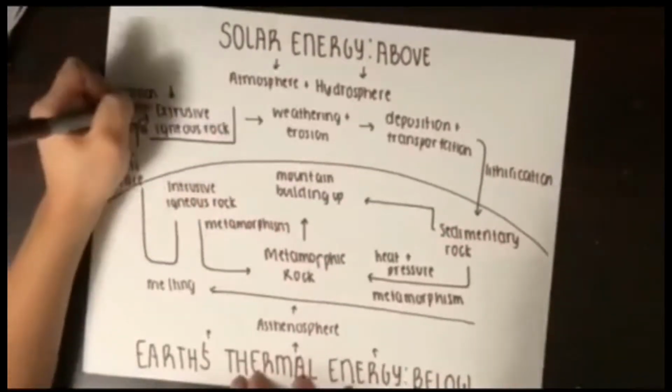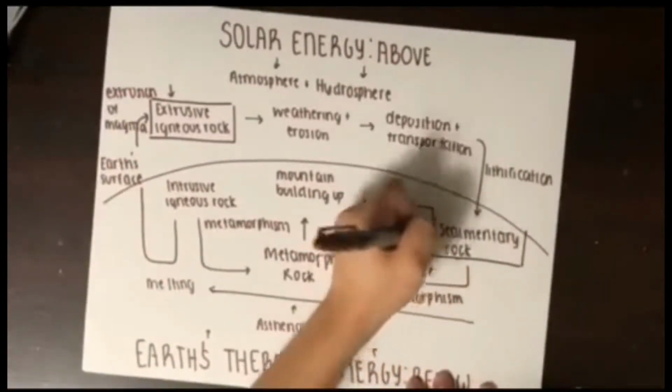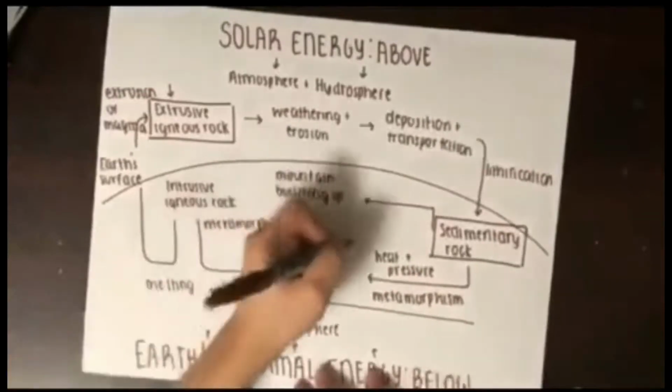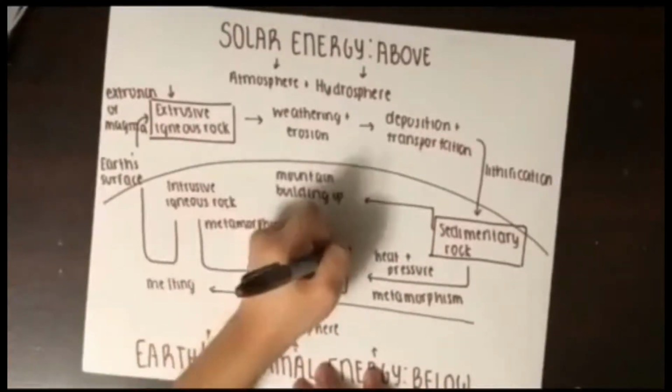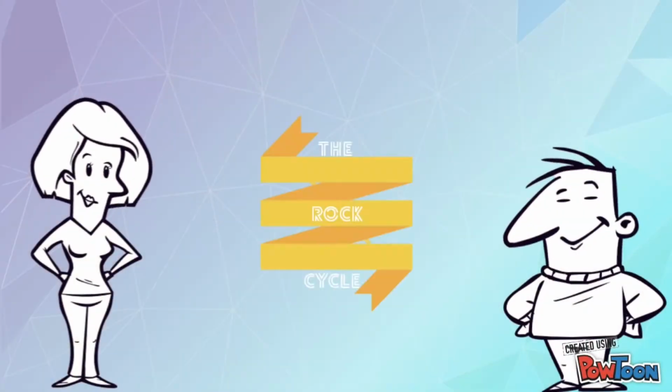current occurs. With convection current, magma can flow and travel to the Earth's surface. This allows magma to turn into lava and form extrusive igneous rock once it is cooled and solidified. That, my friends, is the rock cycle.